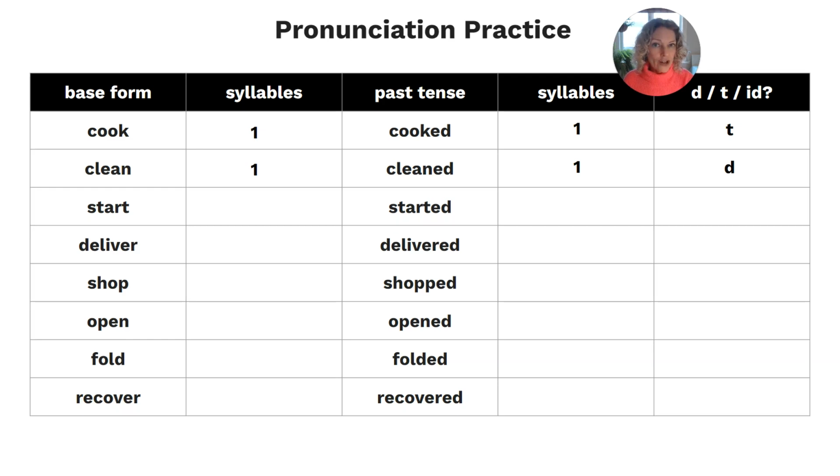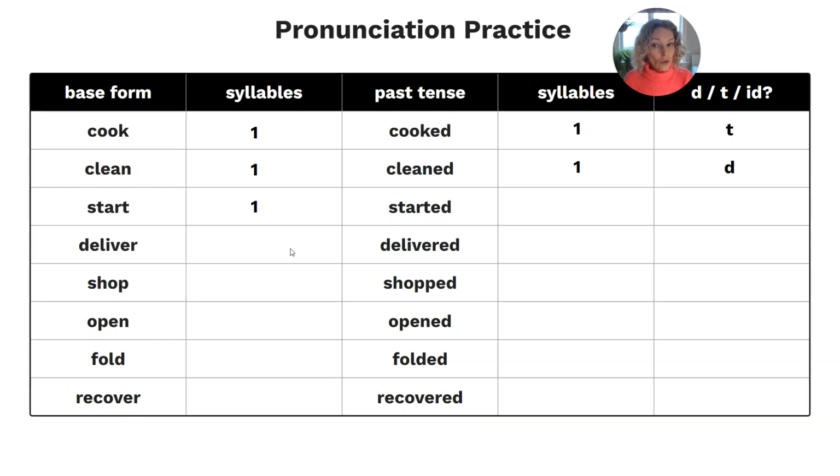How about "start"? Watch out, it has a T at the end, so there's only one syllable for the base form, but we do need to add that extra syllable in order to make it past tense. "Started," two syllables. So we are adding an "id" sound to that verb because it ends in a T.